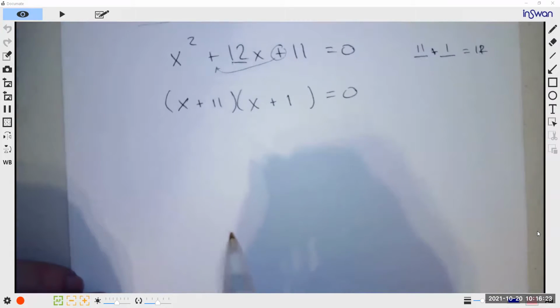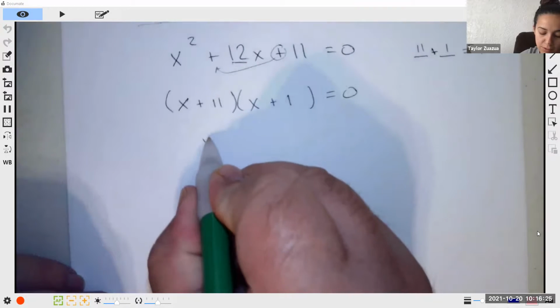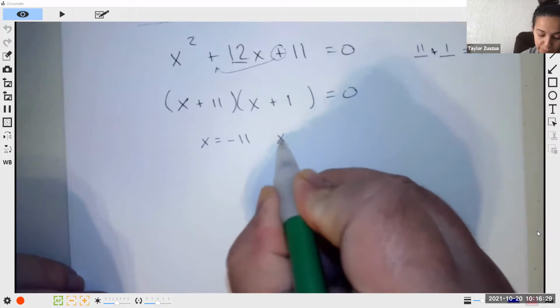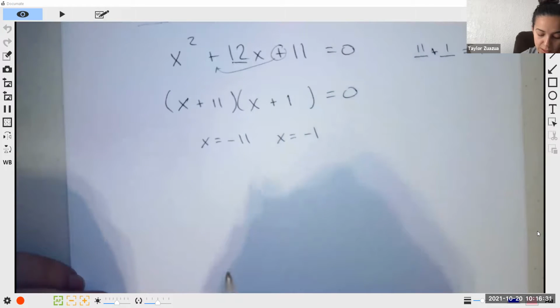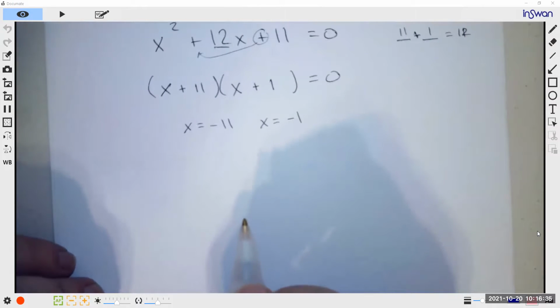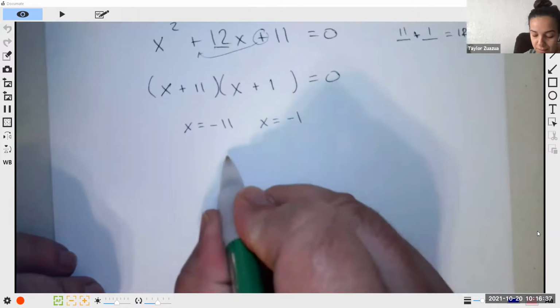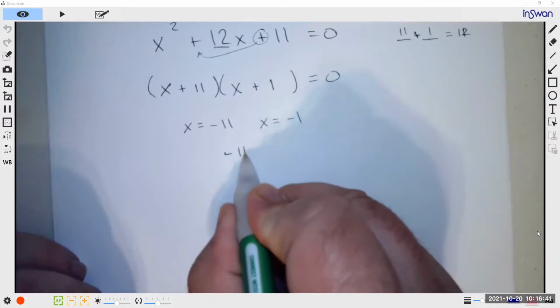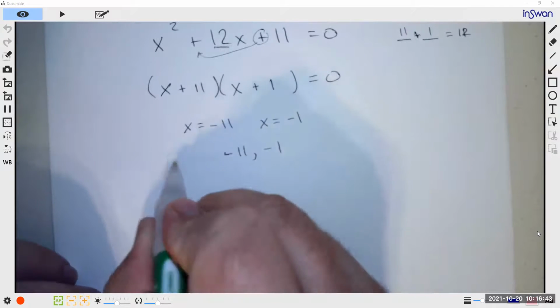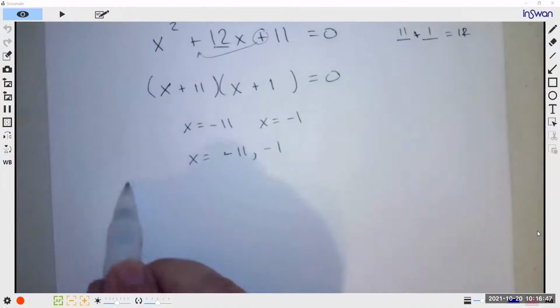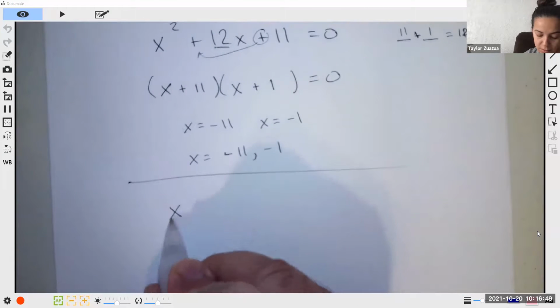So would it be x equals negative 11, and then x equals negative 1? Right. And I think the way the software wants you to answer them is like this: x equals negative 11, comma, negative 1. Let me write that down.